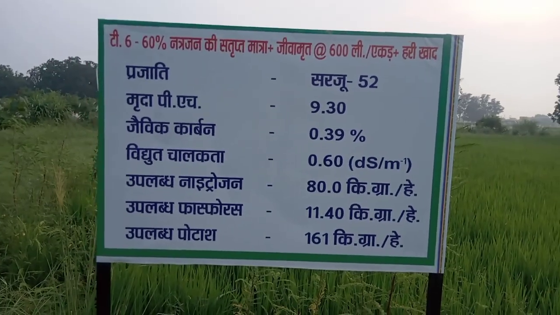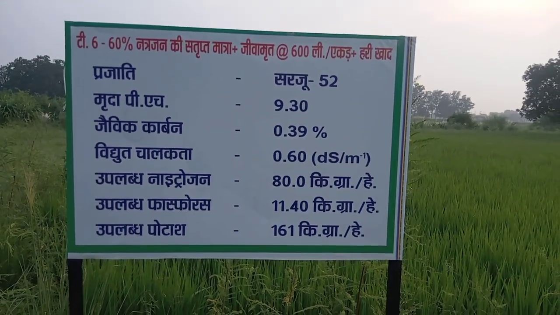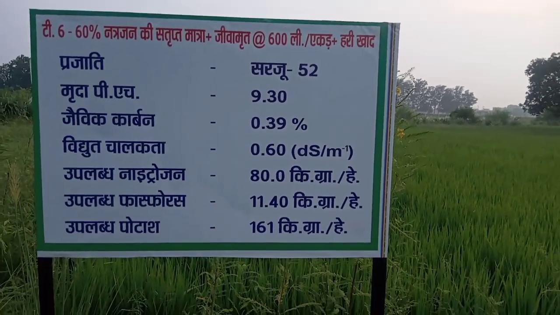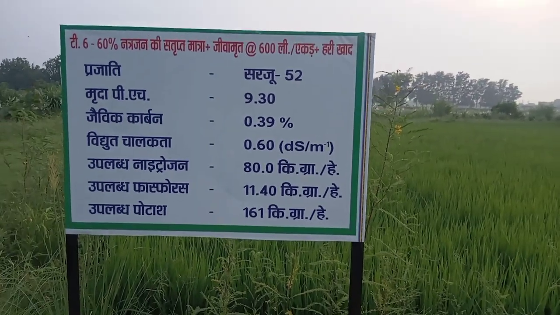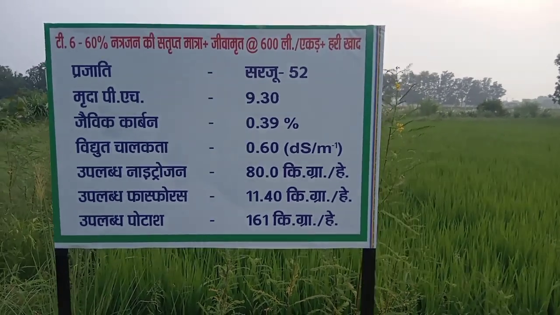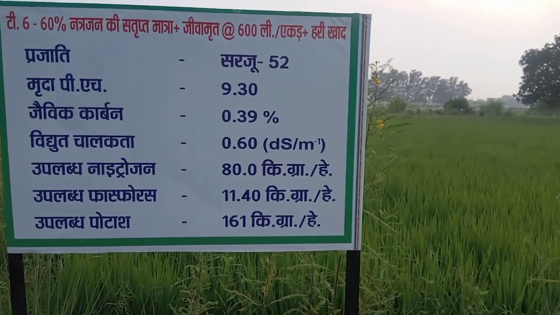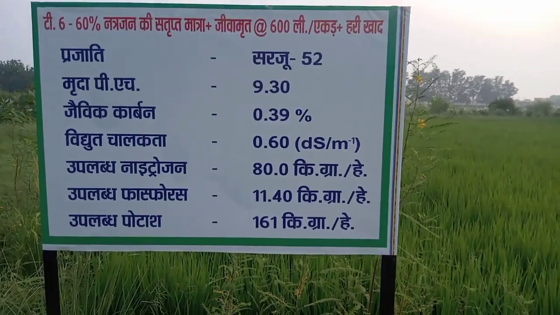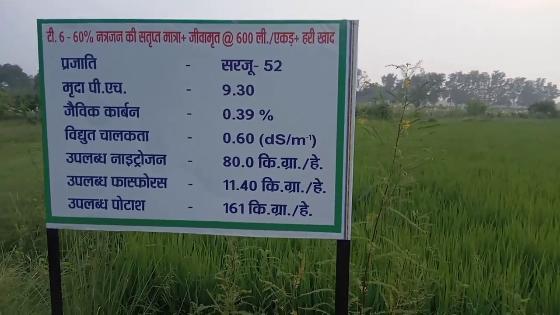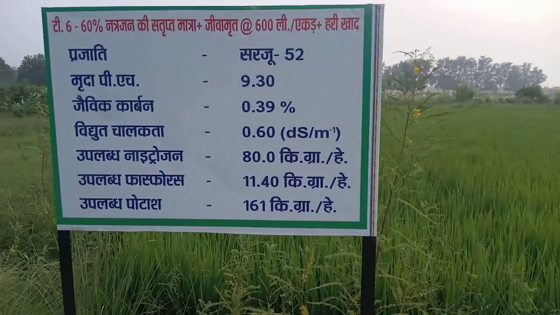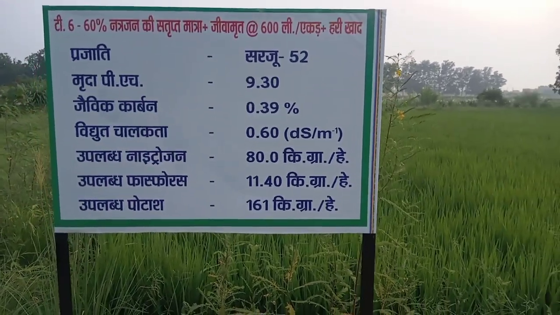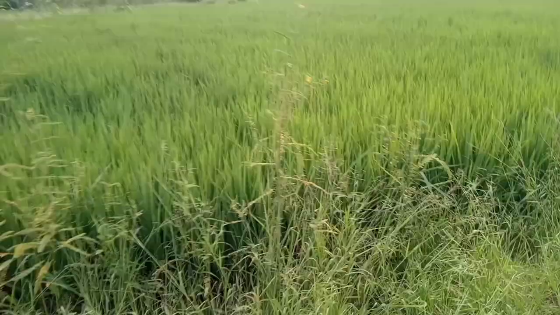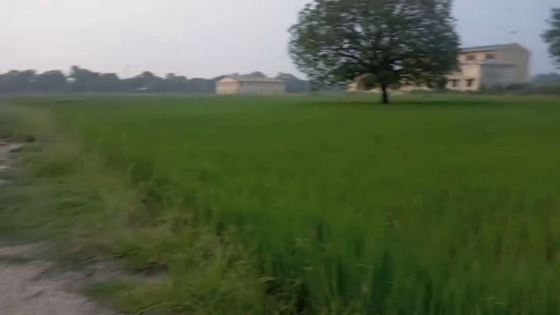It grows the variety Suryo 52, and the soil pH is 19.30, the organic matter available in this soil is 0.39%, and the soil conductivity is 0.60 dS per meter. Available nitrogen is 80 kg per hectare, available phosphorus is 11.4 kg per hectare, and available potash is 161 kg per hectare.